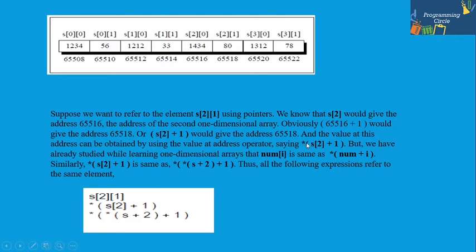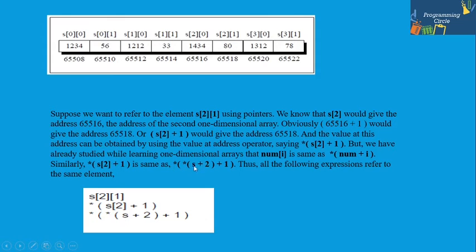I mentioned in my earlier lecture that this star is the value at address operator. So simply you have to write S2 plus 1, close it within brackets, and before that you should have a star operator. If you do so, then you will be accessing 80. But you already have studied while learning one dimensional arrays that these brackets are not needed. So similarly *(S2 + 1) is the same as *(*(S + 2) + 1). Either you write S2 plus 1, or you split it up and write S plus 2 within star, plus 1, and then finally star here.